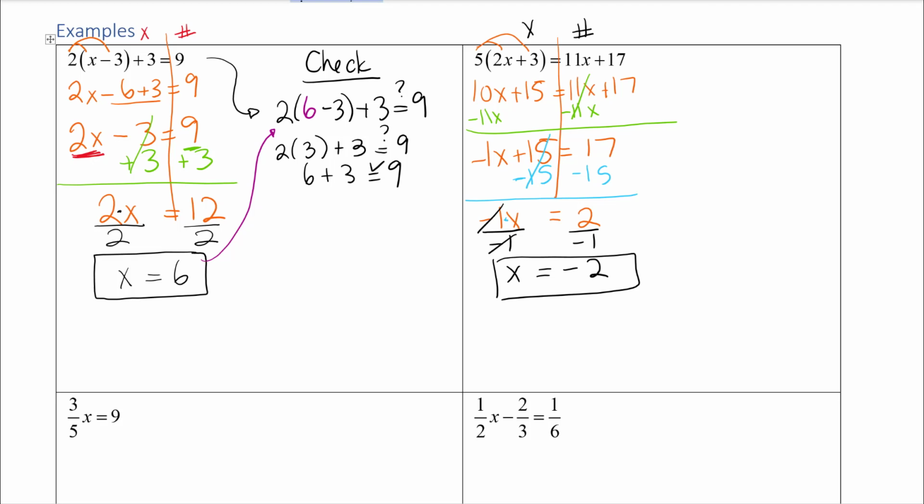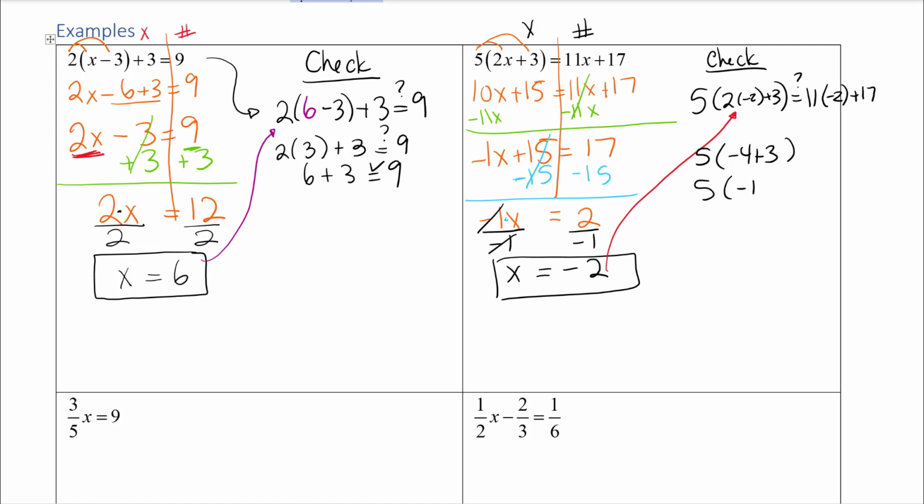Now I told you I was going to check. So I take the original problem, and every time I see an x, I'm going to stick in a negative 2. The left side is supposedly equal to the right side. I'm not exactly sure. So I'm going to put a question mark on top. Then I'm going to evaluate the inside of the parentheses. So negative 2 times negative 2 is negative 4. Negative 4 plus 3 is negative 1. And then 5 times negative 1 is negative 5.